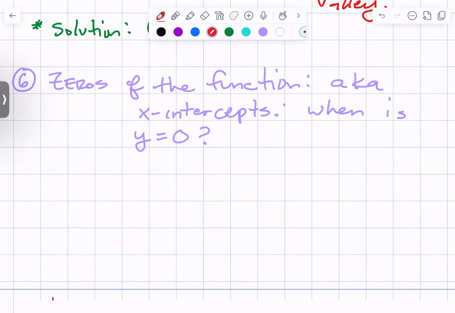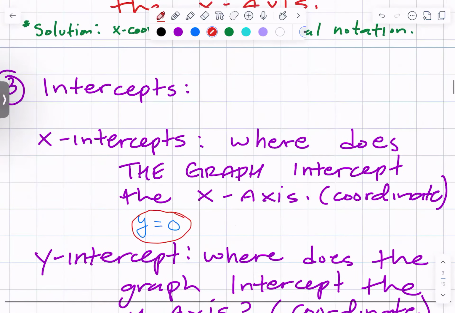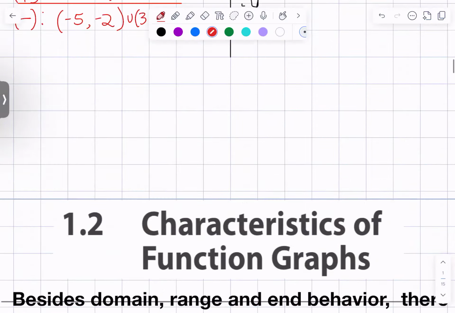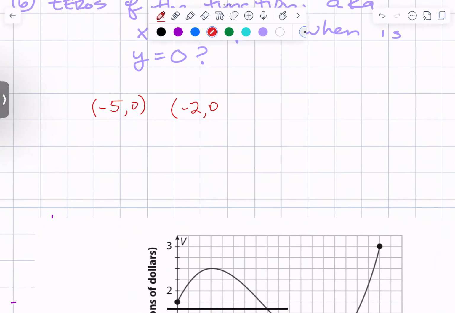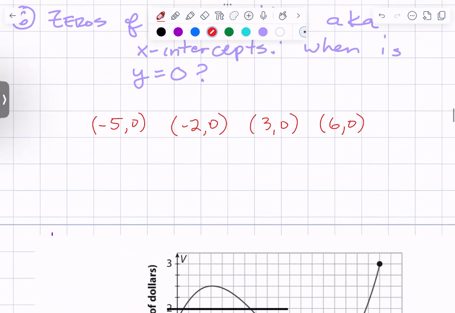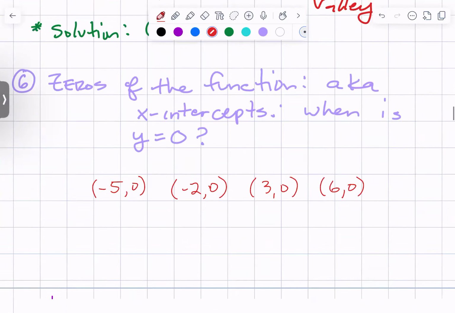So I believe we had (-5, 0). Let me see. -5, -2, 3, and 6. So the zeros of the function are -5, -2, 3, and 6. Those are the zeros of your function. When x is equal to -5, -2, 3, and 6, your y is 0. That's what the zeros of the function mean.